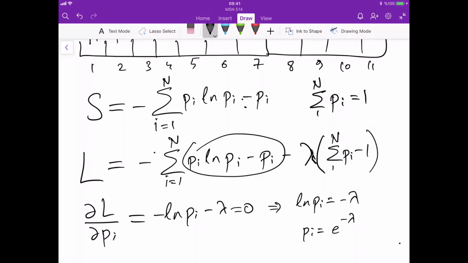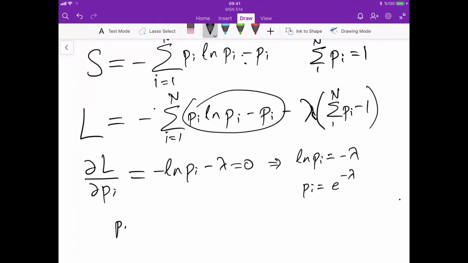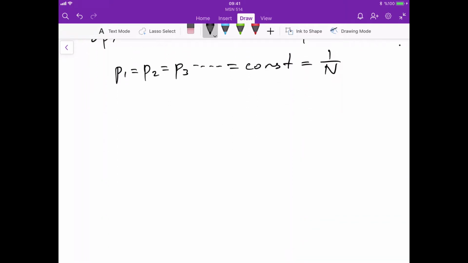So you get the maximum ignorance when you have P1, probability of being in the first room, equals probability of being in the second room, etc., equals some constant. And that constant has to be 1 over n, because they have to sum up to 1. Do you see we started badly, but we have reached some good points, right? Do you agree? I hope you do. So let's continue.